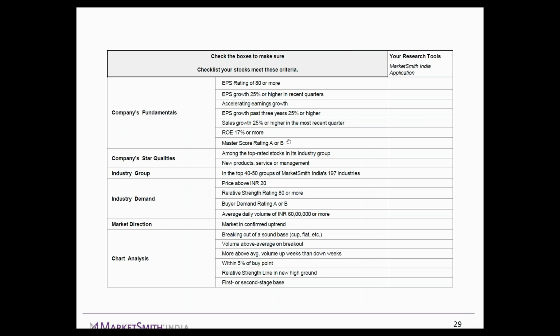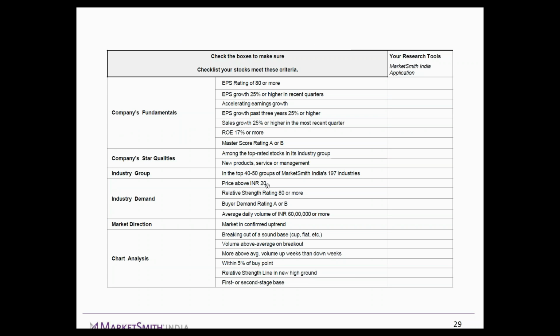This is the checklist I was talking of. Prepare an easy Excel sheet which has the company fundamentals. See if the EPS rank is meeting, that is 80% or more, and EPS growth, good double-digit growth, ideally about 25% or higher. And it should also have some accelerating growth, that is an add-on. And the sales growth, sales are very important as well, because as long as the sales of the company are growing, it'll result in good earnings.